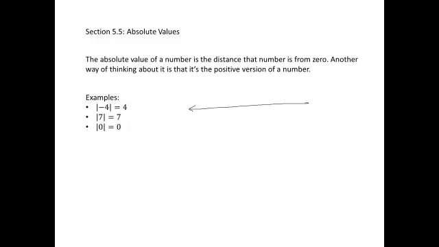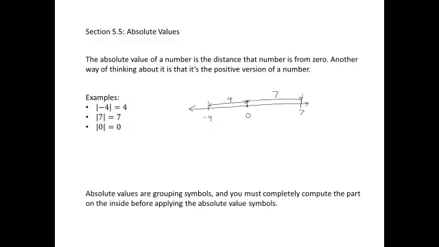If you think about a number line, here's 0, -4 is over here. The question is, what is the distance from here to here? They are 4 steps apart. So the absolute value of -4 is 4. The absolute value of 7 is 7, because if 7's over here, that distance from 0 up to 7 is 7 steps large. And the absolute value of 0 is just 0 because you start and stop in the exact same place.